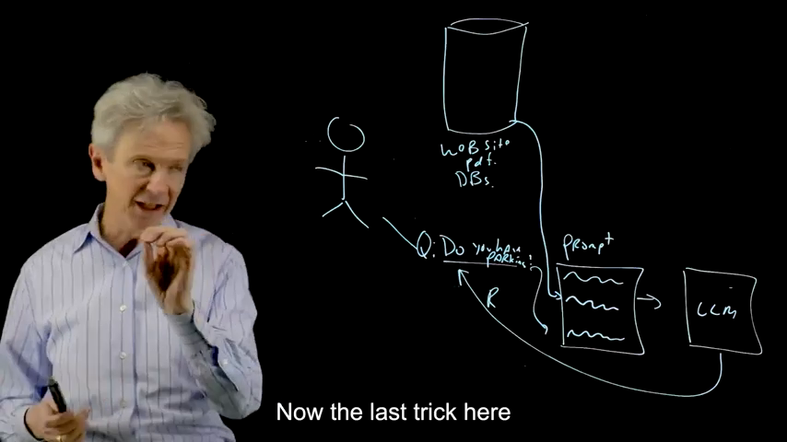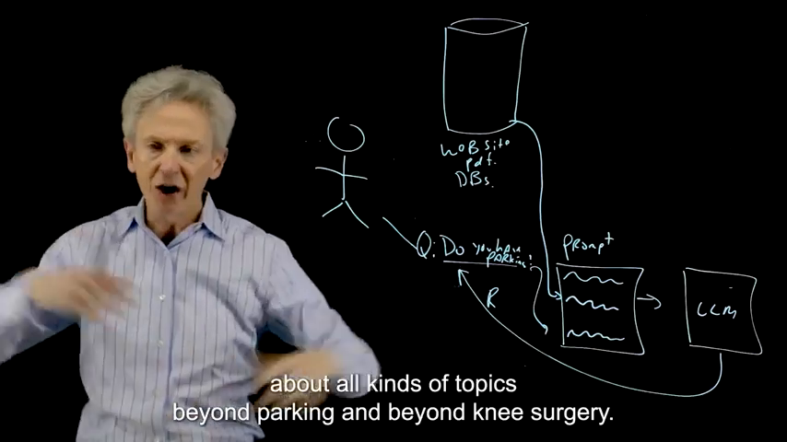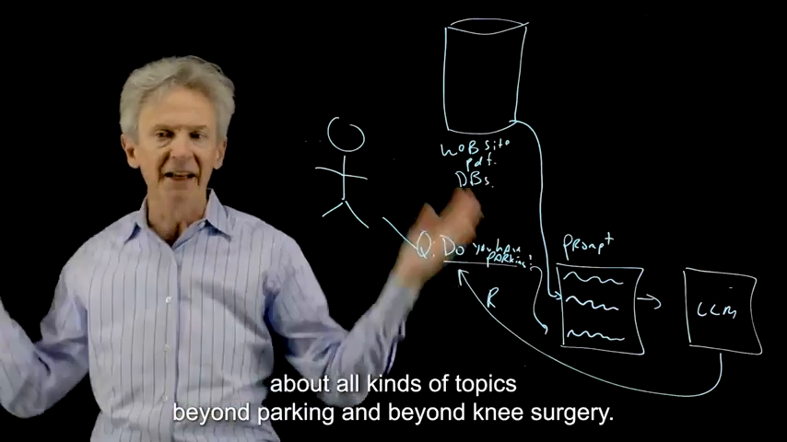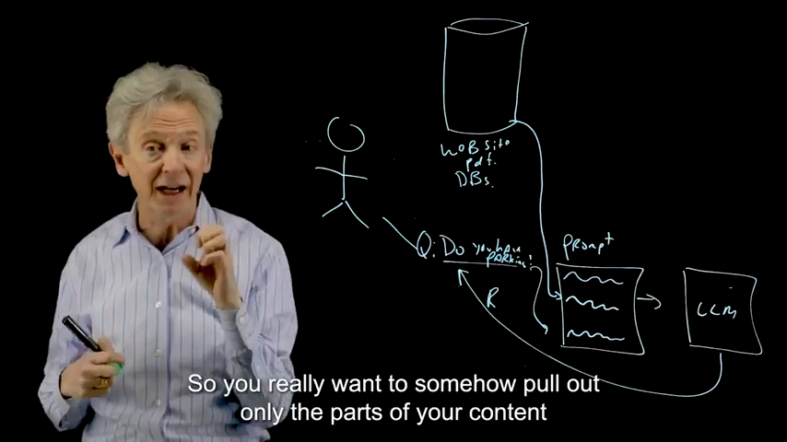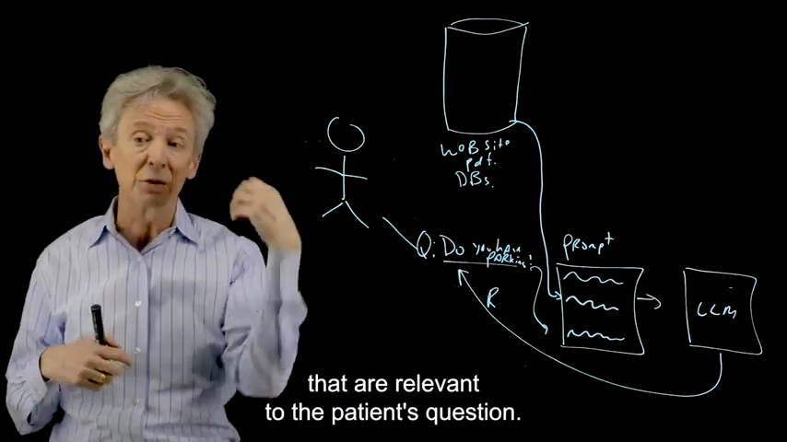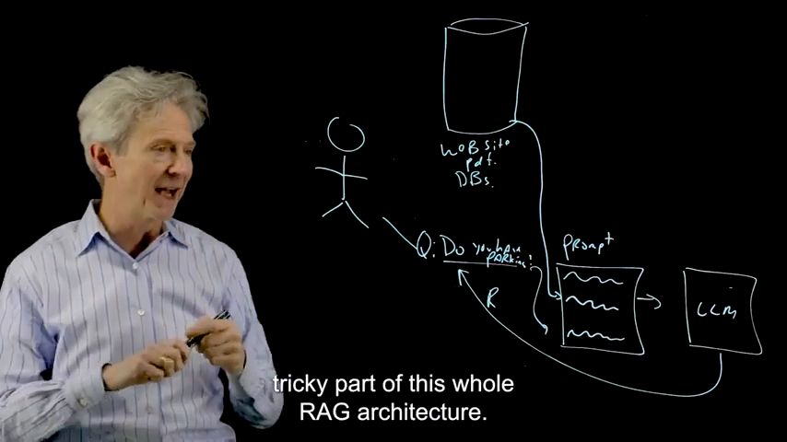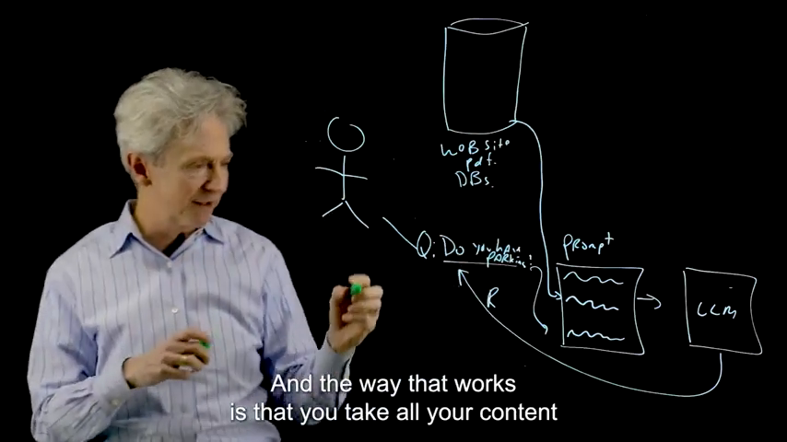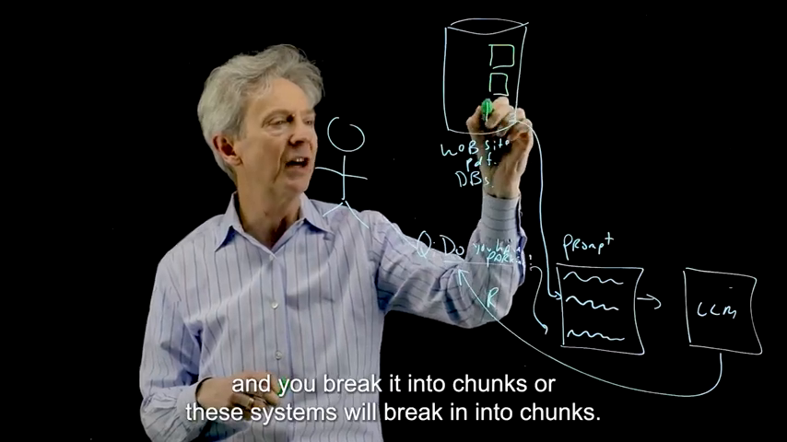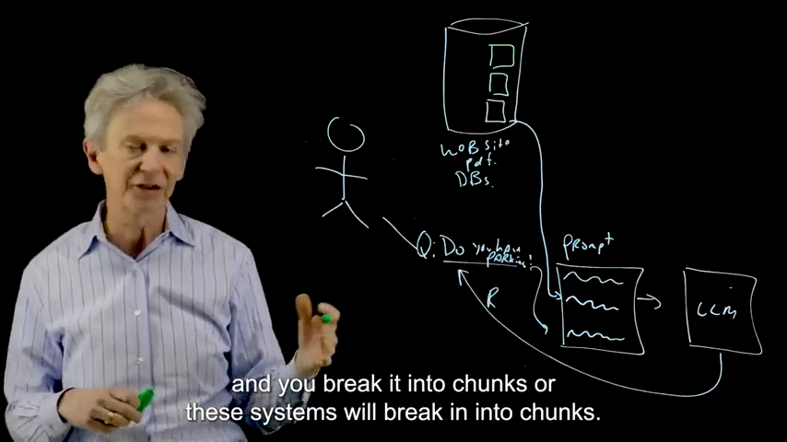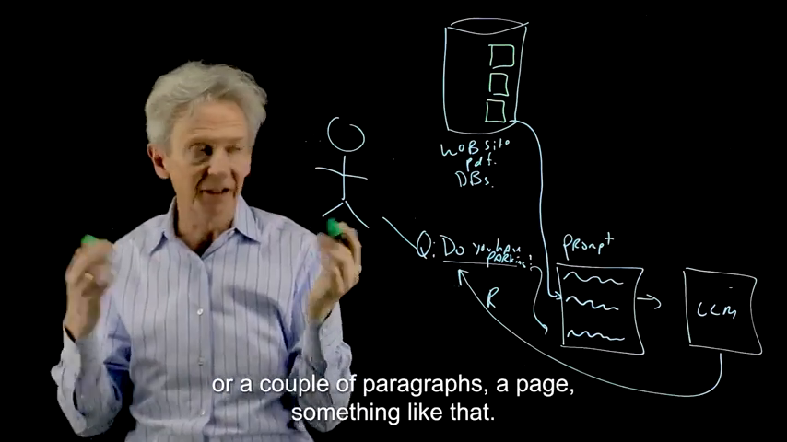Now, the last trick here is your website or your content is huge, and it talks about all kinds of topics beyond parking and beyond knee surgery. So you really want to somehow pull out only the parts of your content that are relevant to the patient's question. So this is another tricky part of this whole RAG architecture. And the way that works is that you take all your content and you break it into chunks, or these systems will break it into chunks. So a chunk might be a paragraph of content, or a couple paragraphs, a page, something like that.